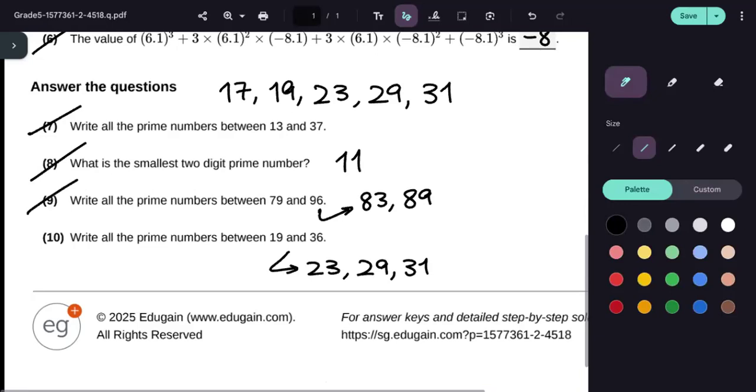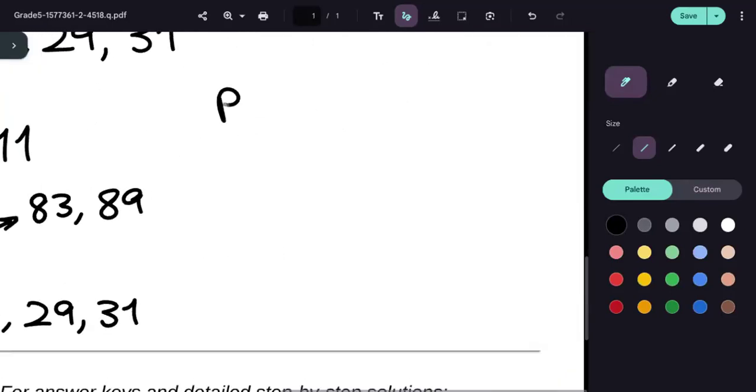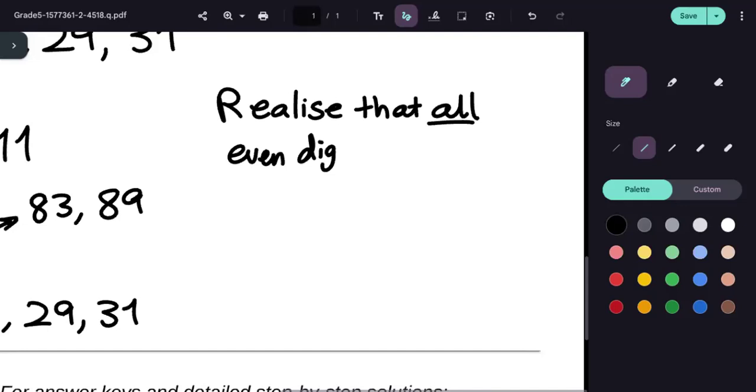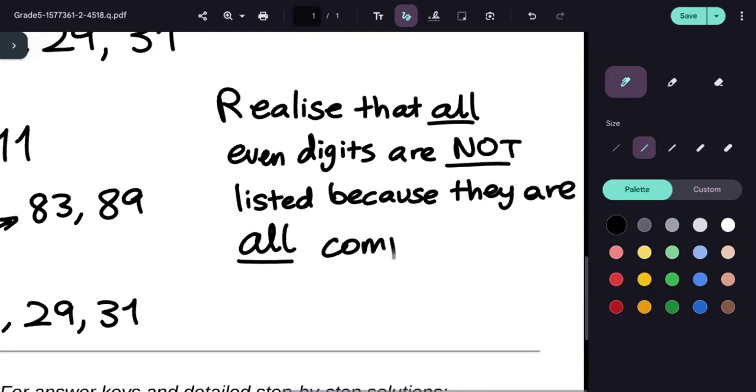Okay, so from this exercise, you realize, okay, I'll write quite a bit here. You will realize that all even digits are not listed because they are all composite numbers.